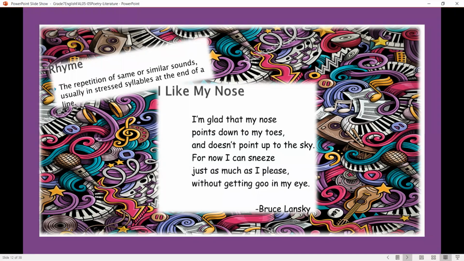Tease and sneeze, they rhyme. Well done. Did you notice when you're going to do a rhyming scheme and you have to use letters to identify your rhyme? If you look at the first two lines, they both rhyme. So we're going to call them AA. Okay? So nose and toes, AA.